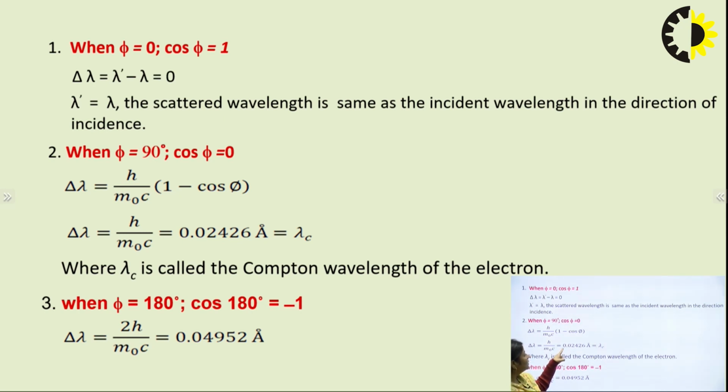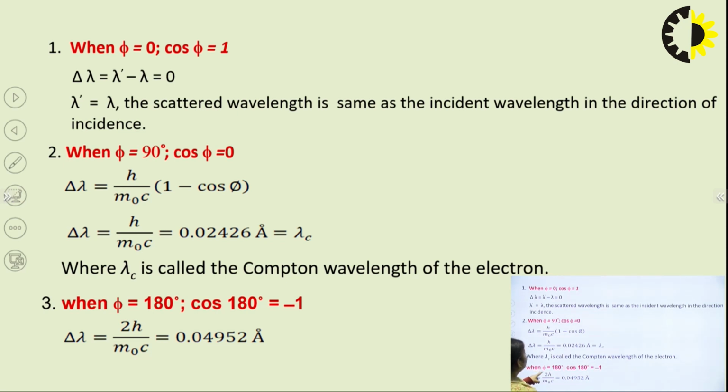So this is 0.02426 angstrom, and since it is a standard, specific value, a certain name is given to it, that is lambda C, and it is called the Compton wavelength of the electron. This is lambda C. So the Compton wavelength of the electron is given by this value.